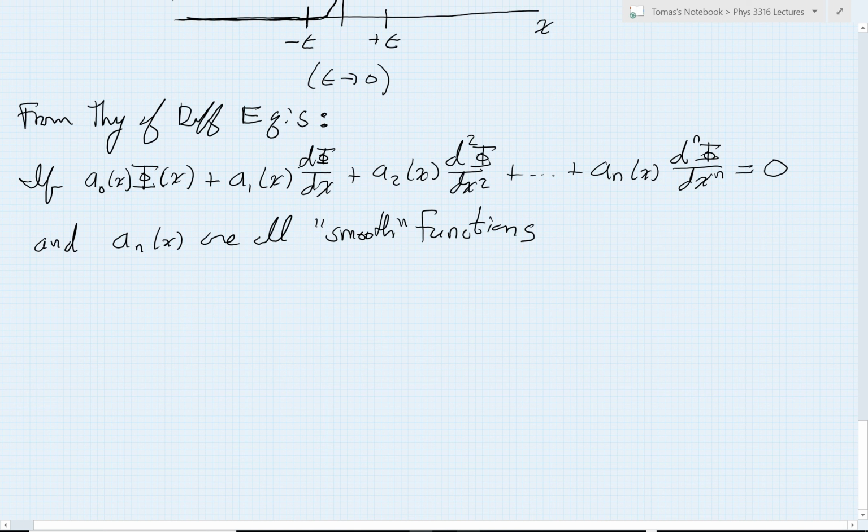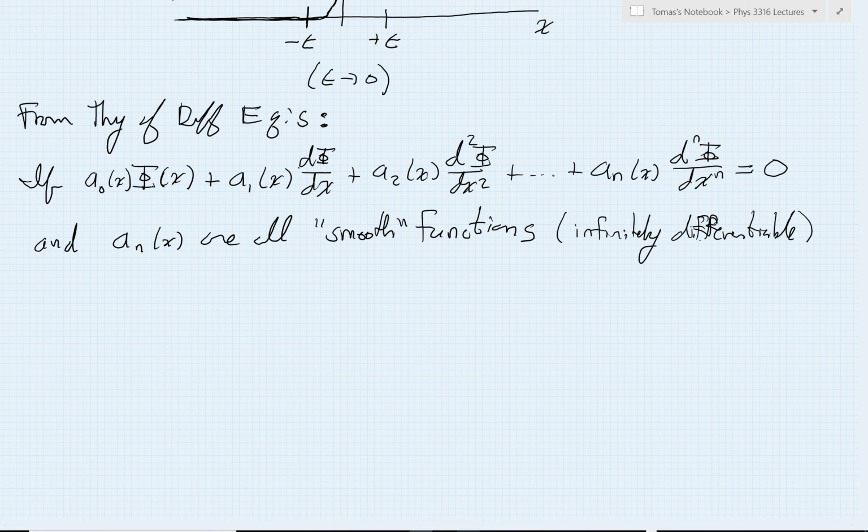So if all of these an of x are smooth functions, and I want to give a mathematically precise meaning to that, what I mean is that these are infinitely differentiable. So what I'm saying is that the function itself, phi, has a first derivative, and that first derivative has a second derivative, which is finite and well defined. And if it has a second derivative, that means the first derivative was continuous. And these all the way down to infinity, all the derivatives exist. So something mathematically that's infinitely differentiable.